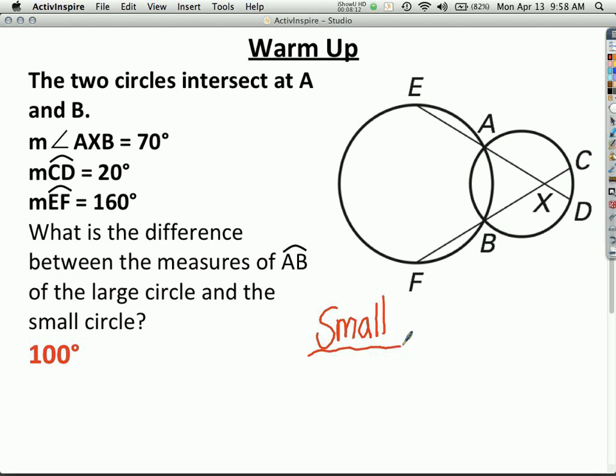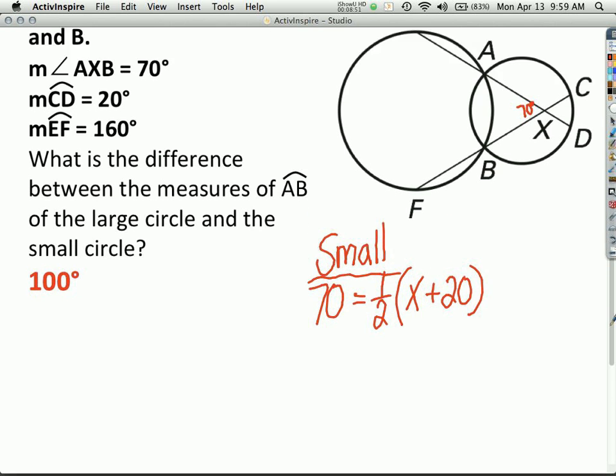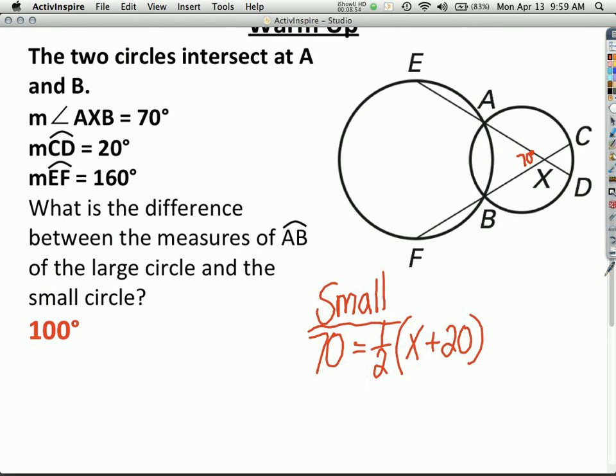The angle is 70. Correct. And we did 70 equals 1/2 of AB plus CD, and since CD is 20, we would write it as 70 equals 1/2 AB plus 20. Very good. So you could write measure of arc AB instead of an X. Just for simplicity, I put it in X, although I should be careful because X was used in the diagram, but I'm using my own X separately. So solve that equation, and you get the measure of this arc.